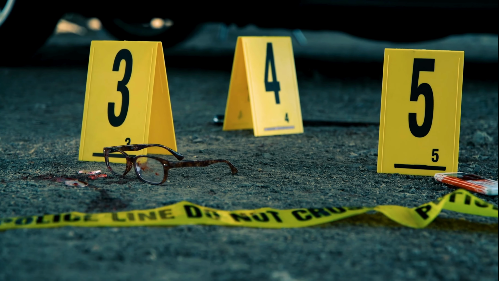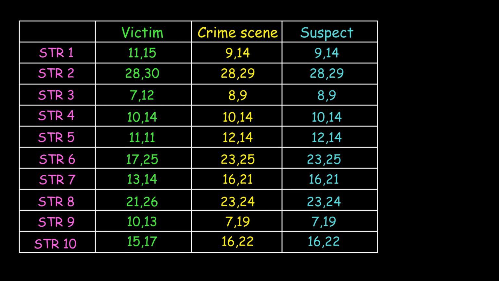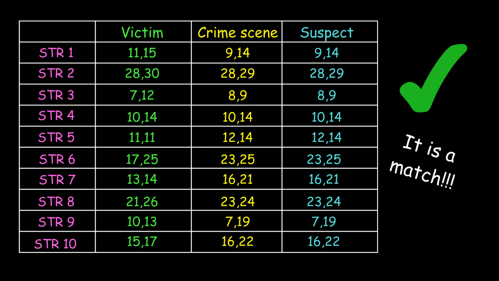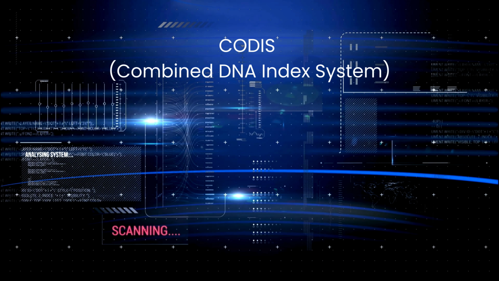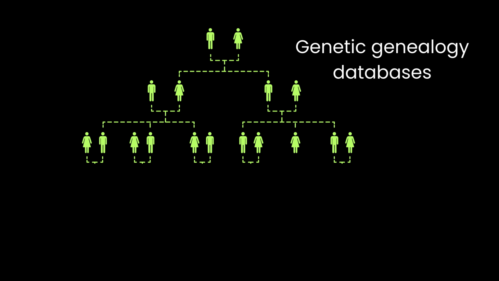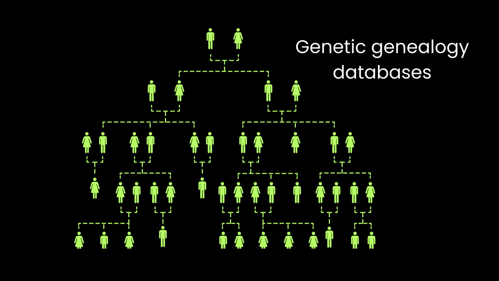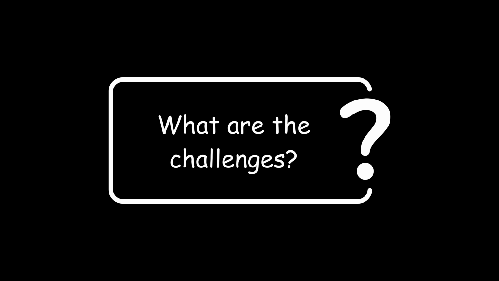Let's get back to the crime scene. Once an STR profile is created from crime scene evidence, it can be compared to either a suspect's DNA if there are any suspects, or DNA stored in criminal databases like CODIS, which is the Combined DNA Index System, or even distant relatives through genealogy databases, which people use these days to trace their family history or know more about their ancestry. But of course, DNA forensic analysis isn't magic.